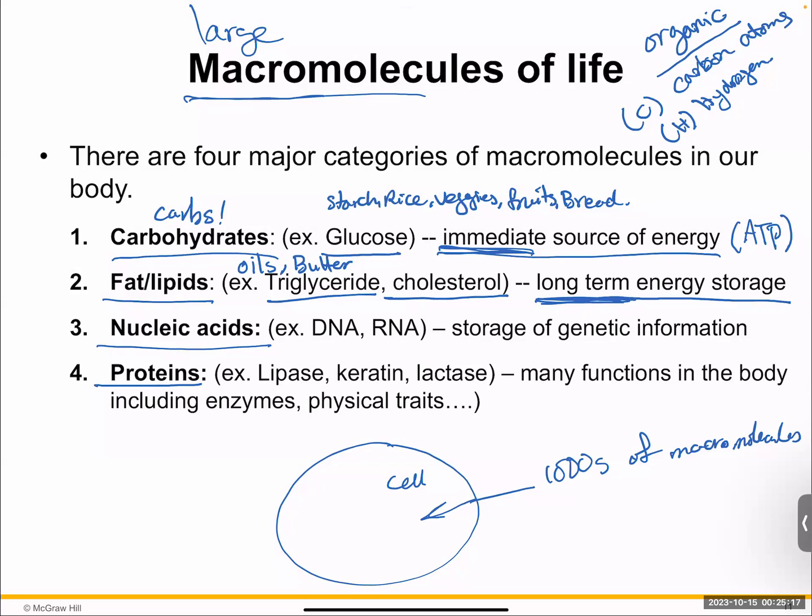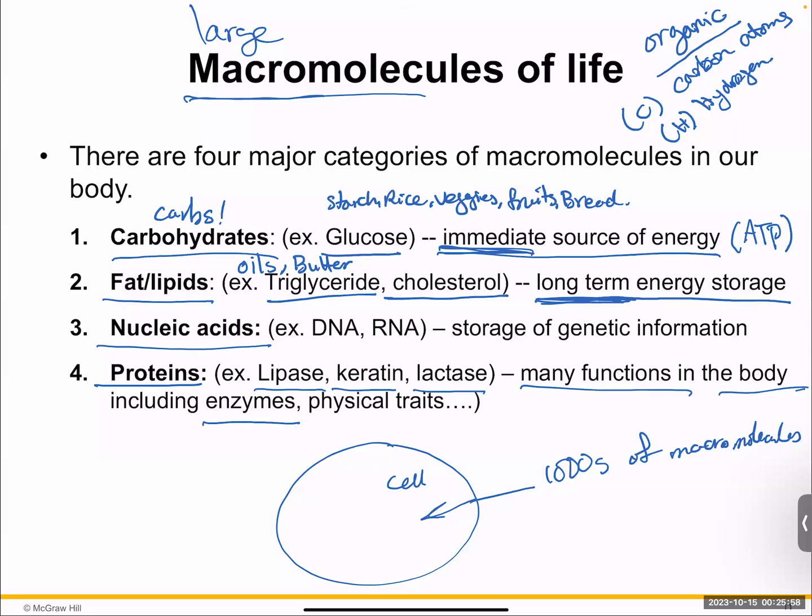Now, proteins, I gave you some examples like lipase, keratin, lactase. Basically, they carry all the functions in your body. They include things like enzymes, they give you your physical traits like your hair color, your eye color. They make you susceptible to being able to eat certain foods and not others. And they allow you to produce your energy, or your ATP. They break down molecules, they put molecules together. So they do everything in your cells, everything in your body to keep you alive.